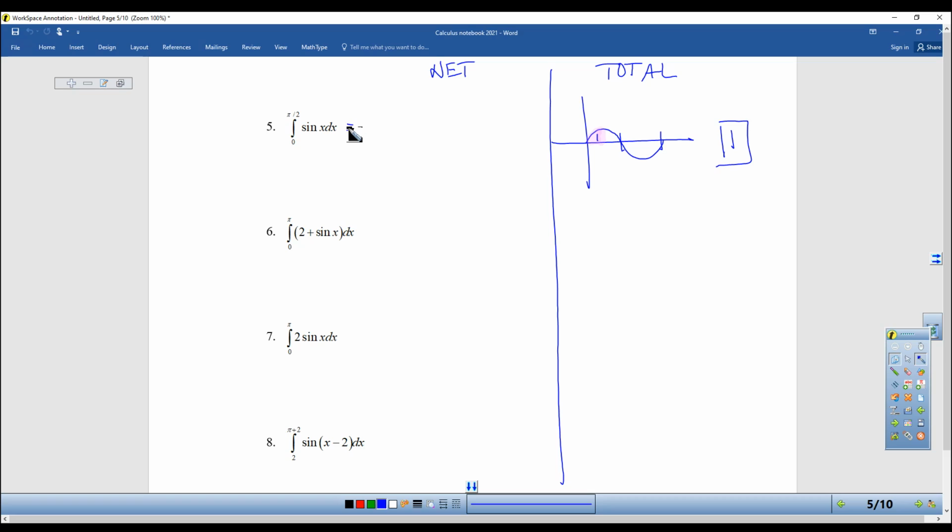If I were to actually do this integral, what would I get? I would also get 1. These two answers will come out the same if you're above the x-axis. Net and total only differ if there's some parts that are negative.